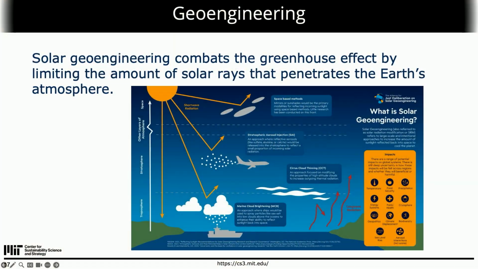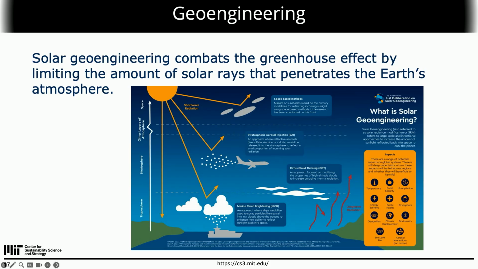So this is an overview of CDR, and we've already talked about it before. This is a picture to represent geoengineering, which is about combating not the emissions, but the greenhouse effect by itself. So limiting the amount of solar rays that penetrate the Earth's atmosphere. Basically, the idea is to prevent a small fraction of the solar radiation from penetrating the atmosphere.